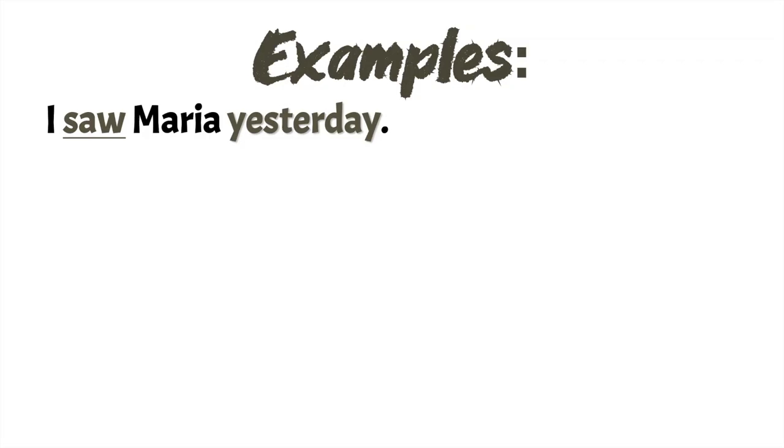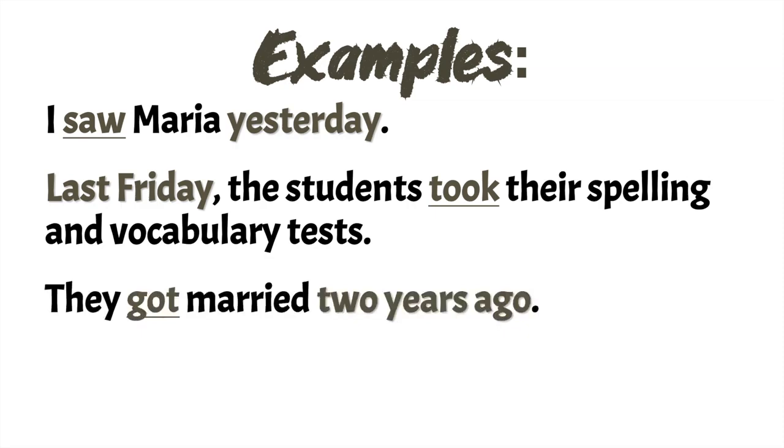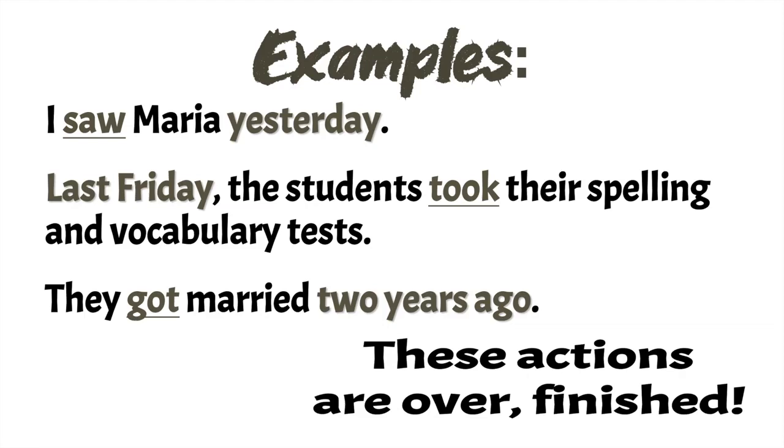So examples. I saw Maria yesterday. So saw is the past, irregular past verb of the verb to see. Yesterday is an adverb of time. Last Friday, the students took their spelling and vocabulary tests. So took is the irregular past of the verb to take. They got married 2 years ago. Got is the past, irregular past of the verb get. These actions are over. They are all finished.